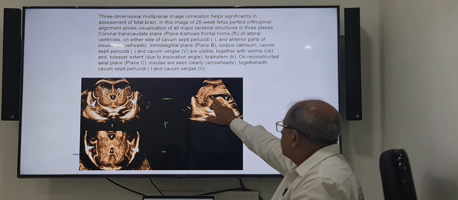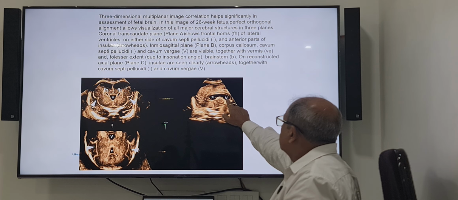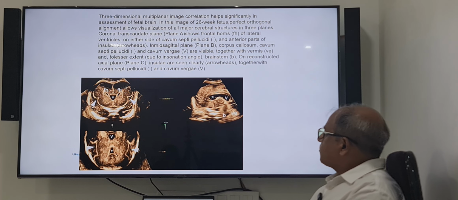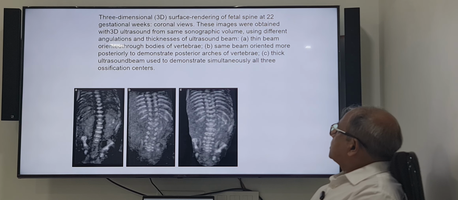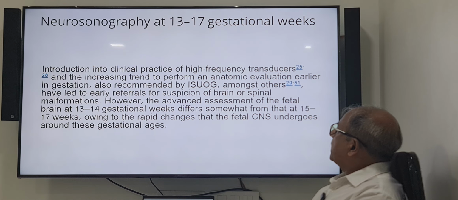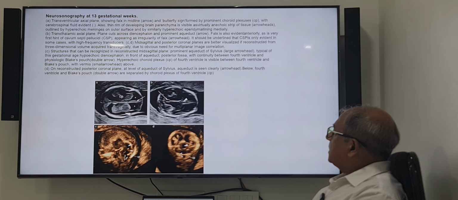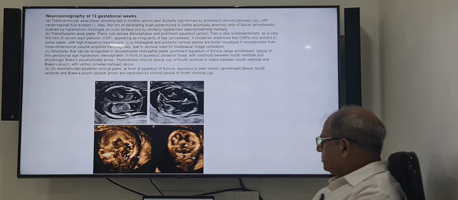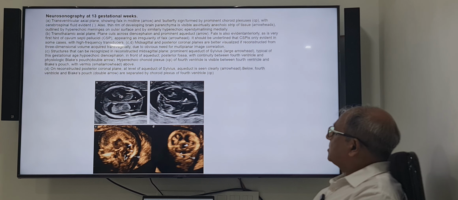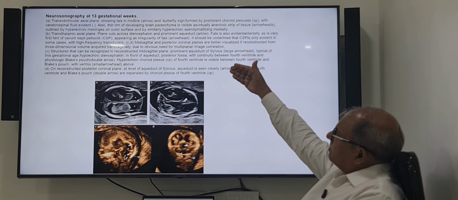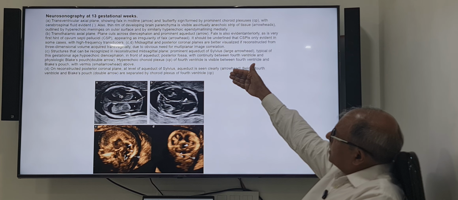This is the cavum septum pellucidum. This is the cavum vergae. So this is the section of the spine. Neurosonography at 13 weeks is very difficult. You have to know the detailed anatomy of the fetal brain at 13 to 14 weeks, because there is rapid change and a lot of research is going on about what things are present at 13 weeks or not. So this is the detailed neurosonography at 13 weeks.